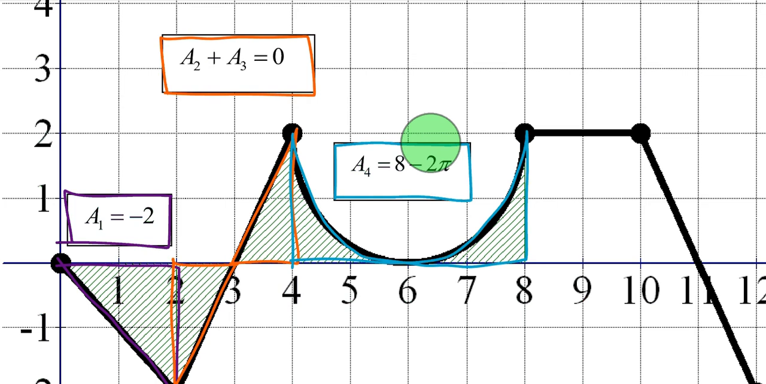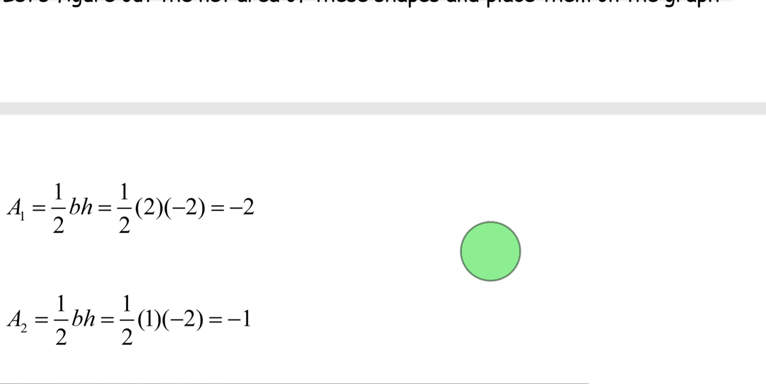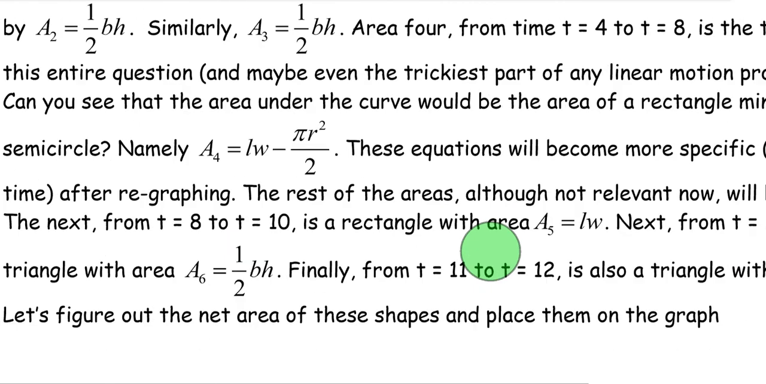So that's basically how we get this. Pi r squared would be 4 pi, right? Yeah, pi times 2 squared is 4 pi. Half of that is 2 pi, which is the area of the semicircle. So if you take the area of the rectangle and subtract the area of the semicircle, you get what's left over, which is this blue area. So that's the easiest graphical representation.